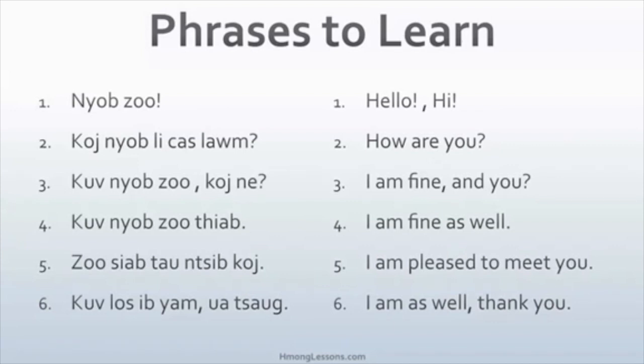Number one, Nya Zhong. Hello, hi. Number two, Ka Nya Li Jia Le. How are you? Number three, Gu Nya Zhong. Ka Ne. I'm fine. And you? Number four, Gu Nya Zhong Tia. I'm fine as well. Number five, Zhong Xie Dong Ji Ga. I'm pleased to meet you. Number six, Gu Lai Ya. Wo Zheng. Thank you. Okay, let's begin.